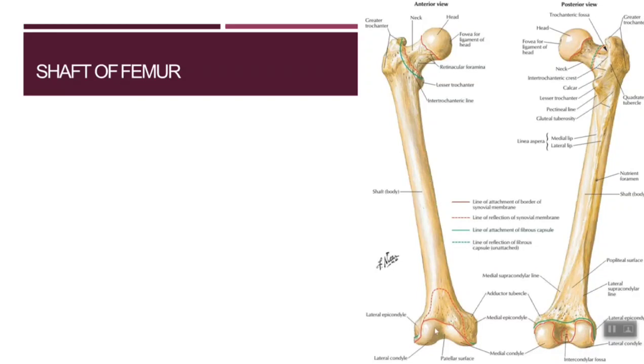Anteriorly, you can see that we have one articular surface here between the two condyles. The name of this articular surface is the patellar surface.